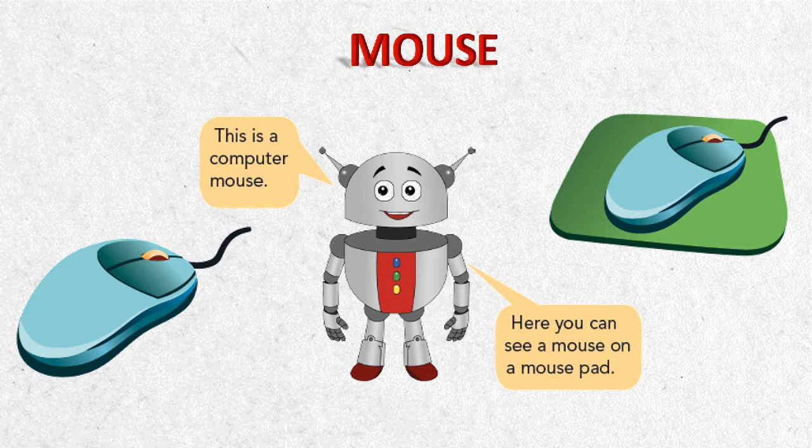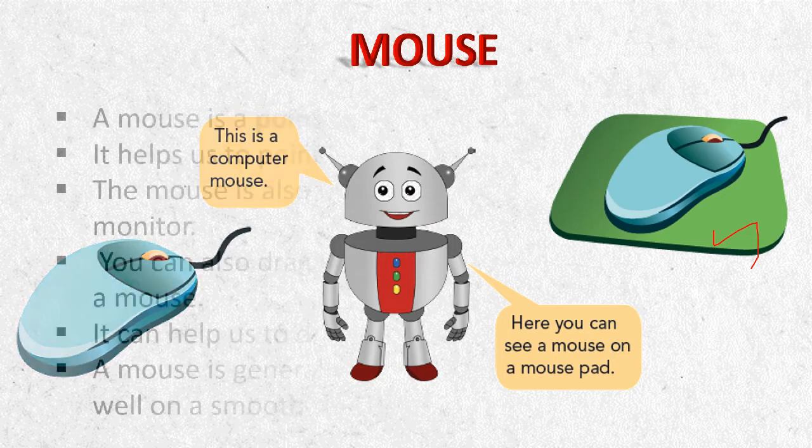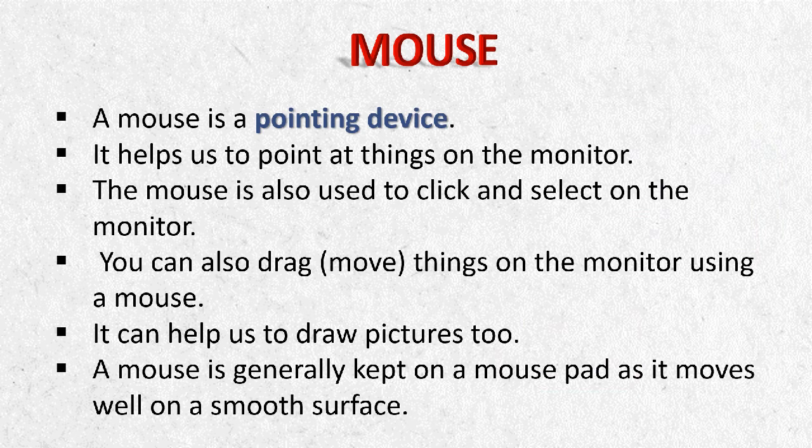The next part is mouse. See, this is a computer mouse. Okay, so the computer mouse will be kept usually on a mouse pad, right? Okay, so a mouse is a pointing device. It helps us to point at things on the monitor. See how you will point. Using your eyes you will point, or using your leg you will point. Using your finger you will point, right?